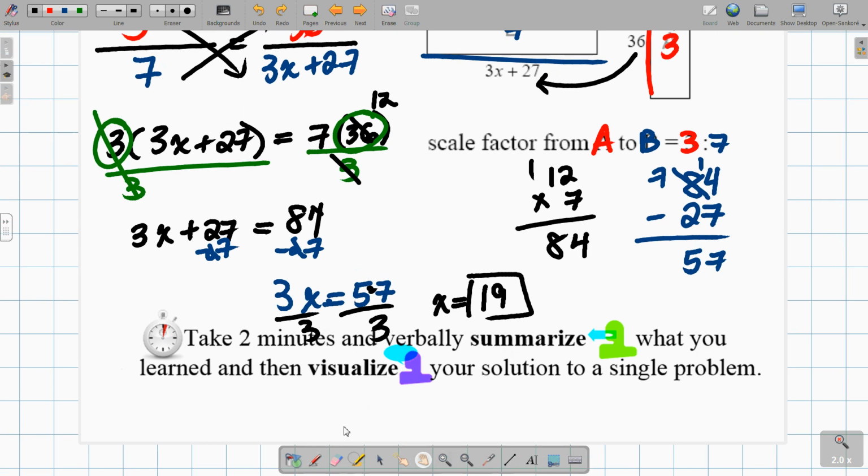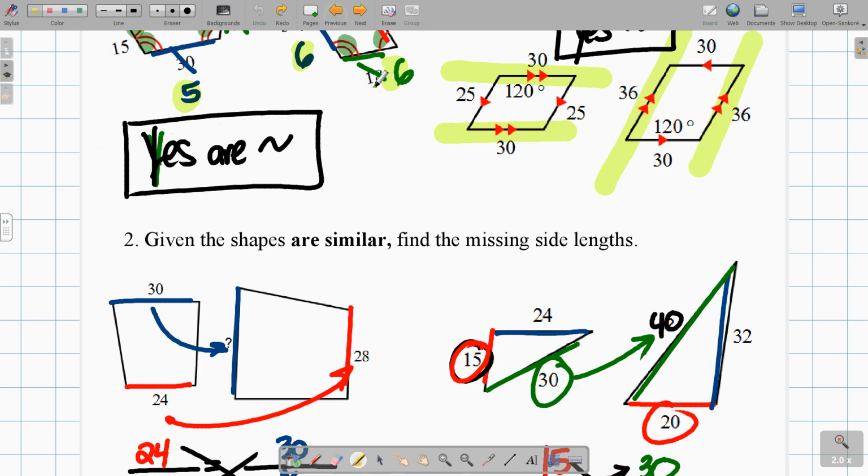Make sure you actually take 2 minutes and verbally summarize the 4 things you learned in this lesson. 4 things. Flip back to the front and go through those 4 things, and that will help you remember what we're doing.